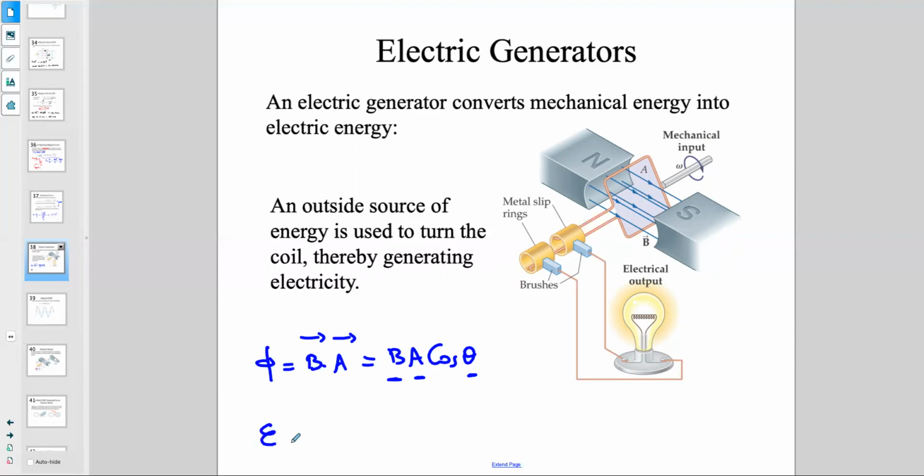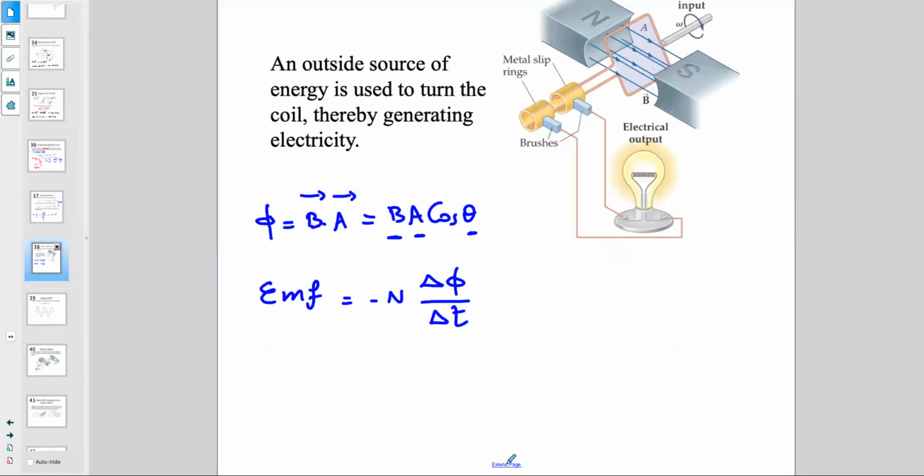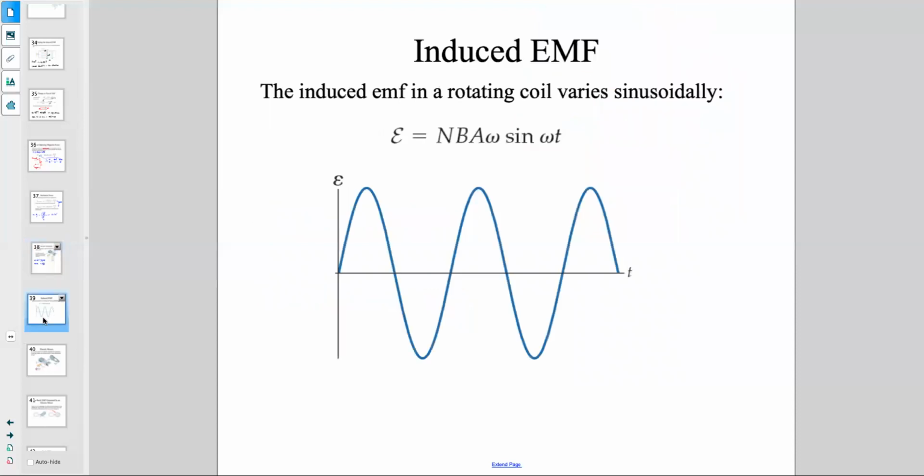When the flux is changing, we have an EMF, okay, which is negative N delta phi over delta t, okay? And this will cause a current to go through this loop or this part of the circuit, and this can be used to light a bulb, or for any electrical output. All right, so the induced EMF, as I was just talking about, since omega, or since that theta is changing, then E can be written in this way.